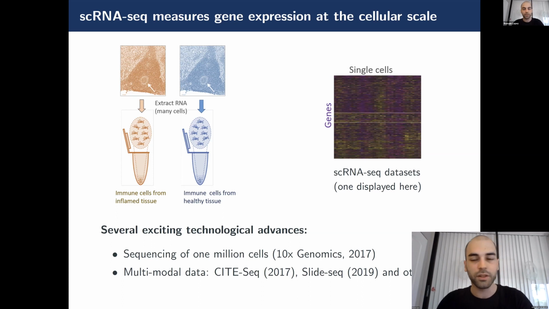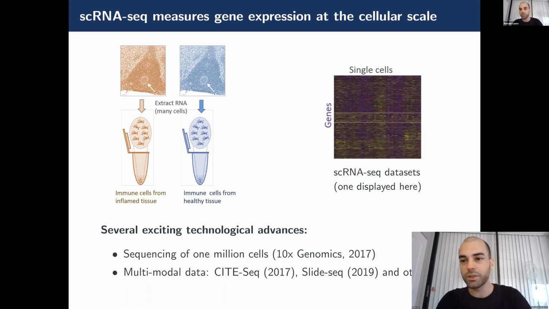The way it works is you can dissociate your tissue into single cells, for example, the inflamed tissue and the healthy tissue, and then you can run single cell RNA sequencing pipelines. There are many of them, but you get a result that's on the right, which is basically a matrix of counts that gives you for every cell how many times you have captured the transcript aligning to a given gene.